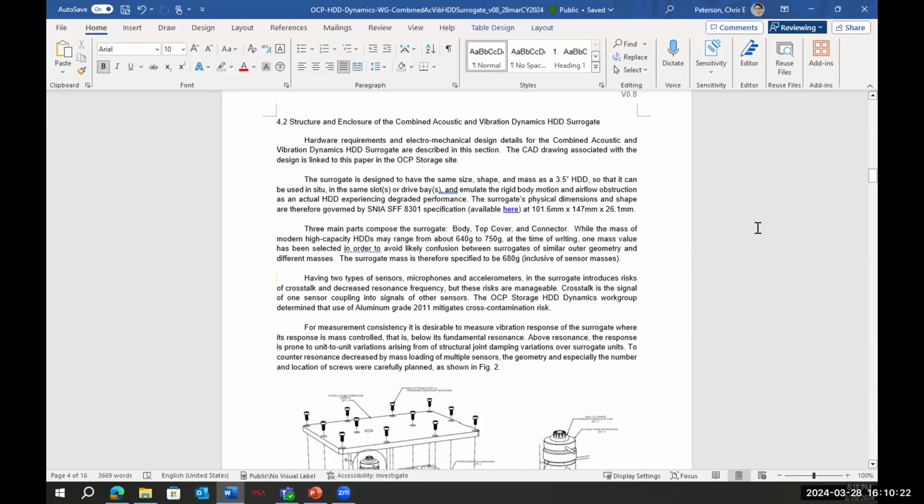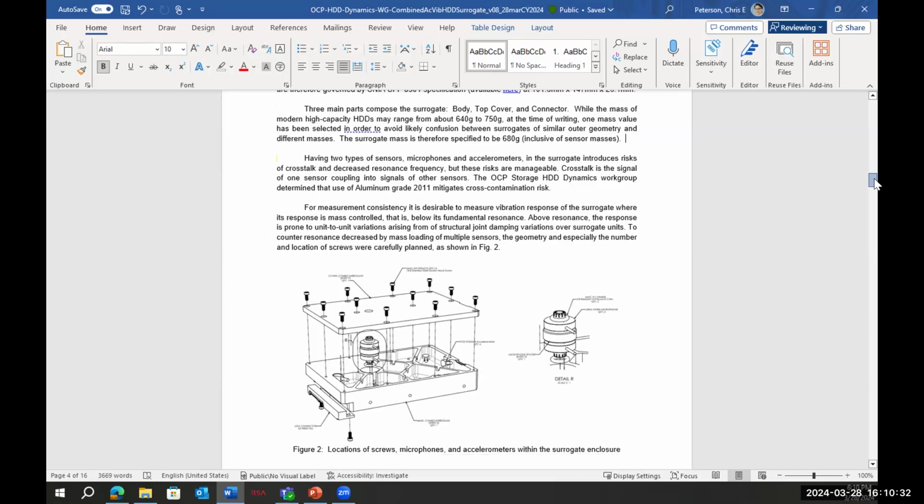And the other comment is we did look at Jennifer's recommendation on that sharp edge for the microphone cables. That will be taken care of. We will make it rounded. Yep. Oh, beautiful.